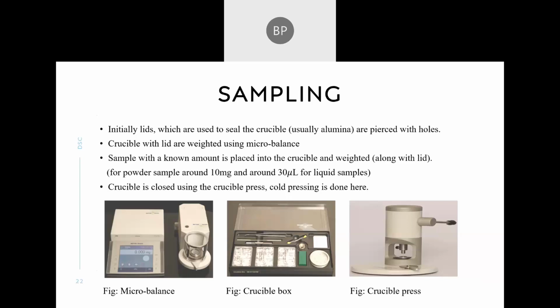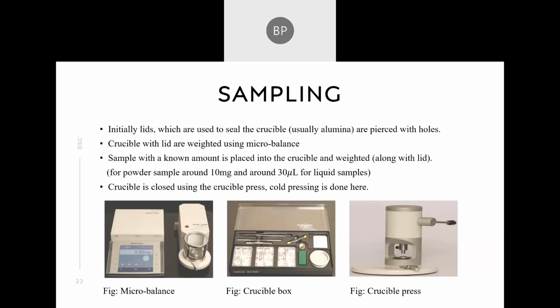First of all, let's discuss the picture shown in this slide. As you can see, the picture contains a microbalance, which is used for measuring weight, a crucible box, which is very much required for sampling, and a crucible press. Initially, we will take a suitable crucible with a lid and weigh it. As you can see in the first line, they have mentioned that it is pierced with holes.